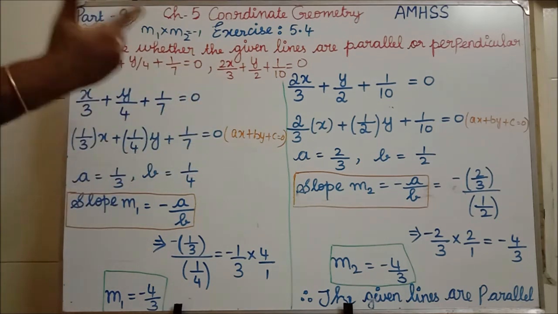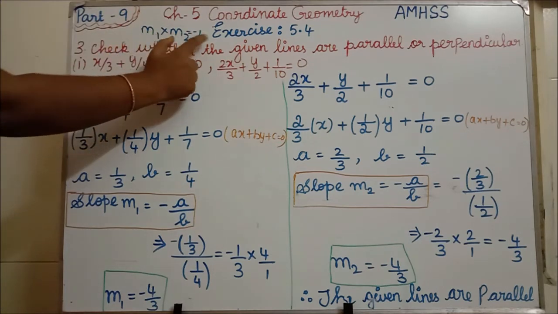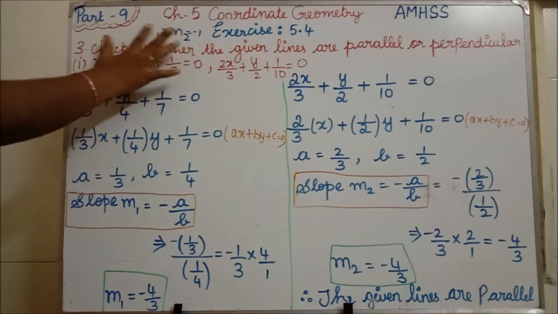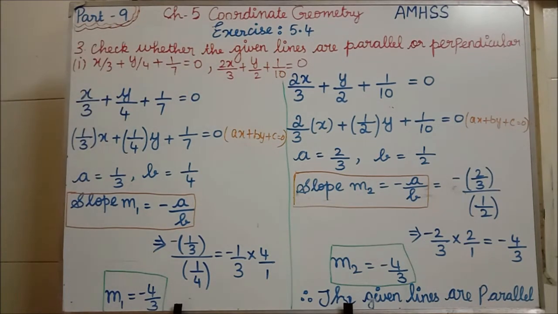You have to see whether m1 is equal to m2. If it is not equal, what do you have to do? You have to multiply and see whether you are getting minus 1. If you are getting minus 1, then it is perpendicular. Clear? Now we will see what we are getting, whether it is parallel or perpendicular. We will see the solution now. Clear? Now this is our question.